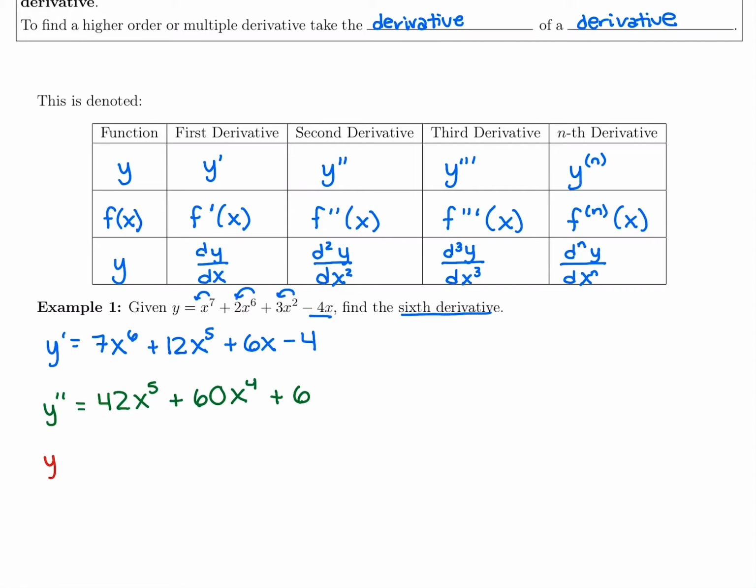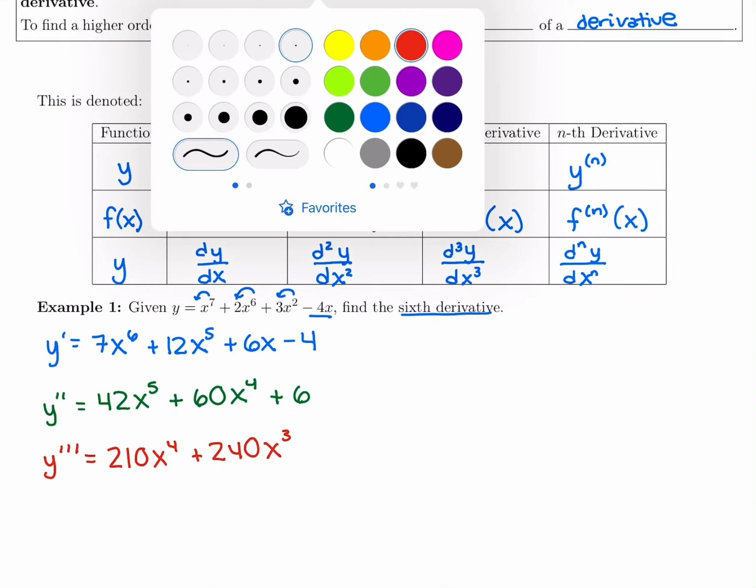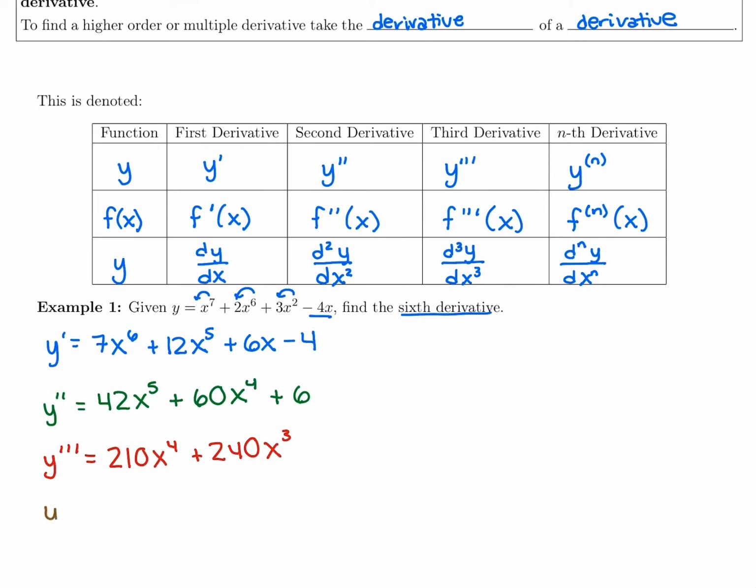Now we can take our third derivative, which is going to be taking the derivative of our second derivative. We're going to bring down the power. We're going to do 42 times 5. You might need a calculator, that's fine. We're going to do 210x to the 4th. 60 times 4 is 240x to the 3rd. Derivative of 6 is just 0. So it's kind of nice. Each derivative, it seems like we're getting fewer terms, which is pretty nice to have happen. We're going to keep taking the derivative, though. We can't stop until we get to the sixth derivative because that's what it asks us for.